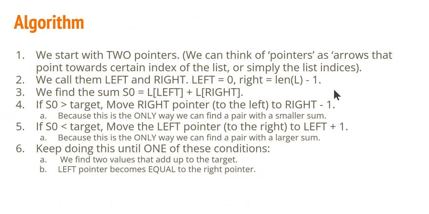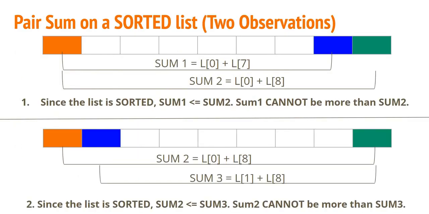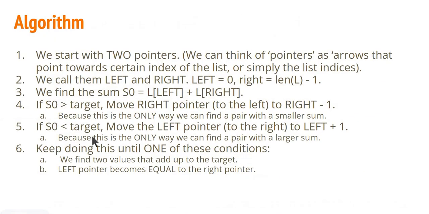On the other hand, if I find that S0 is less than the target, again the only way I can potentially increase the sum is to move the left pointer inwards. You see how we are smartly moving the pointers, and how we are avoiding sums which are in fact quite redundant. So I just move this pointer inwards. I keep doing this until one of these conditions happens. Either we find two values that add up to the target, and then the job is done there. Or we find that the left pointer becomes equal to the right pointer, which means there aren't any values which add up to the target.